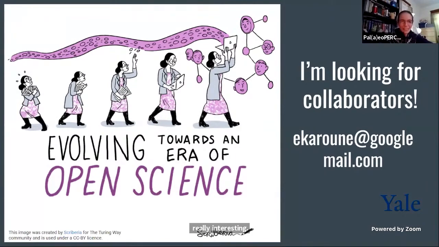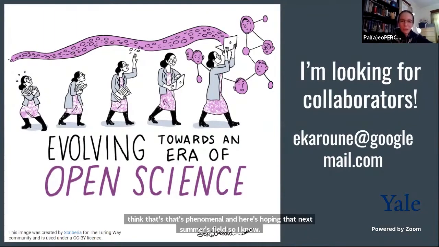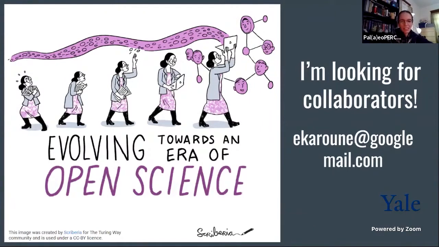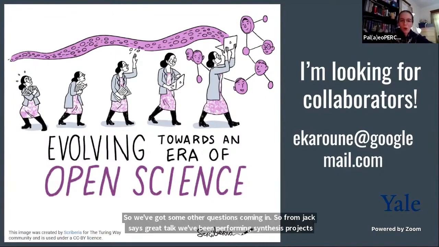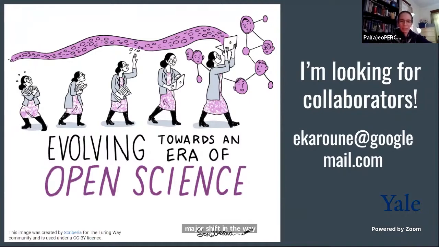From Jack, it says, great talk. We've been performing a synthesis project this year, and your highlights of closed science issues really hit home. Consistently performing open science is a major shift in the way many of us produce research. This necessarily implies more work in the short term and perhaps in the long term too, depending on context. Do you advocate for slow, gradual reform as more people are raised in open science guidelines? Or do you think that the crisis is as bad as some claim, and we should radically rethink priorities for researchers in the very short term?